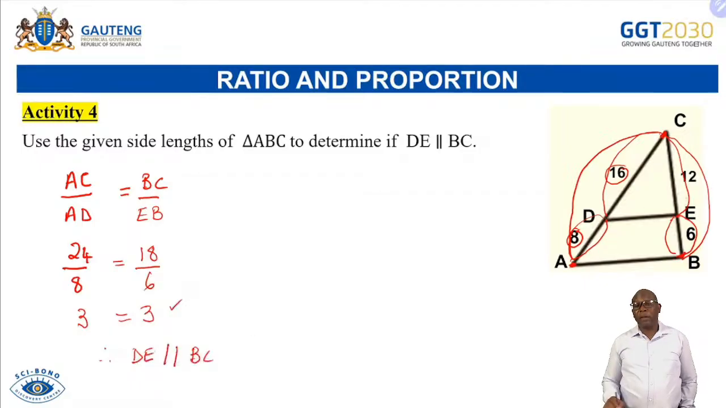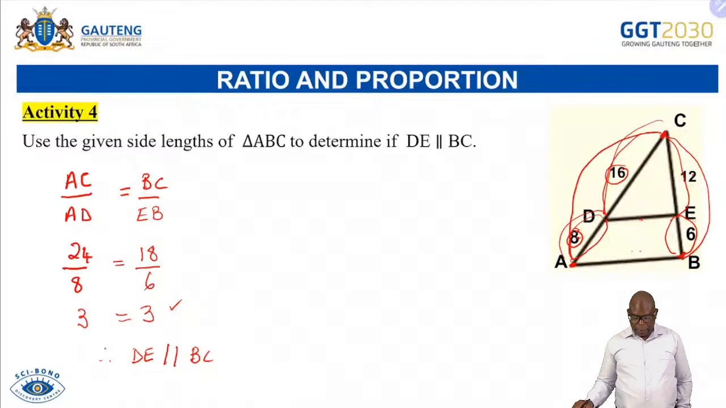You see, it's not given there that these lines are parallel. So if I can just check this too: 16 over 8 is 2. 12 over 6 is 2. They're in the same proportion. So therefore, the two will be in the same proportion. If they're in the same proportion, therefore we're going to say that the two lines are going to be parallel. Right.